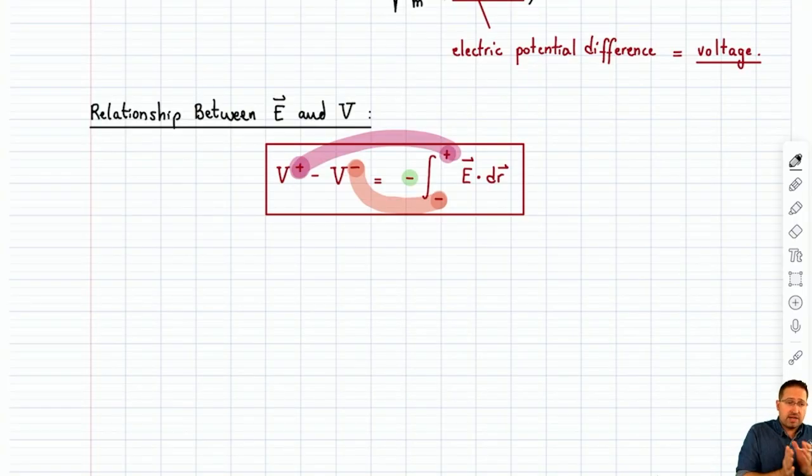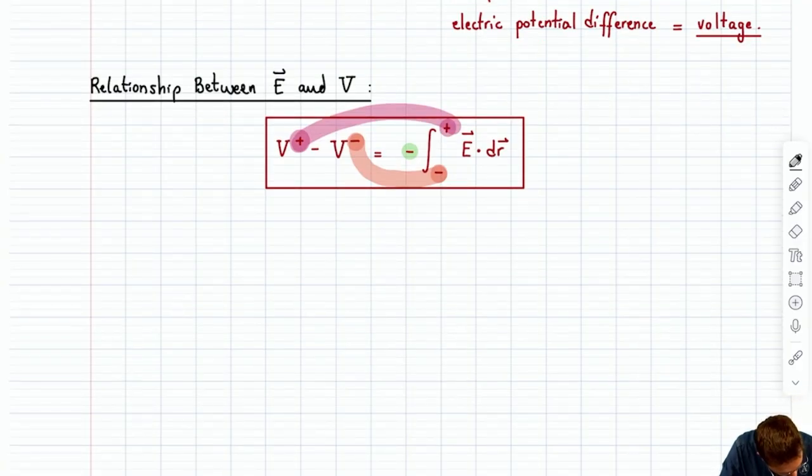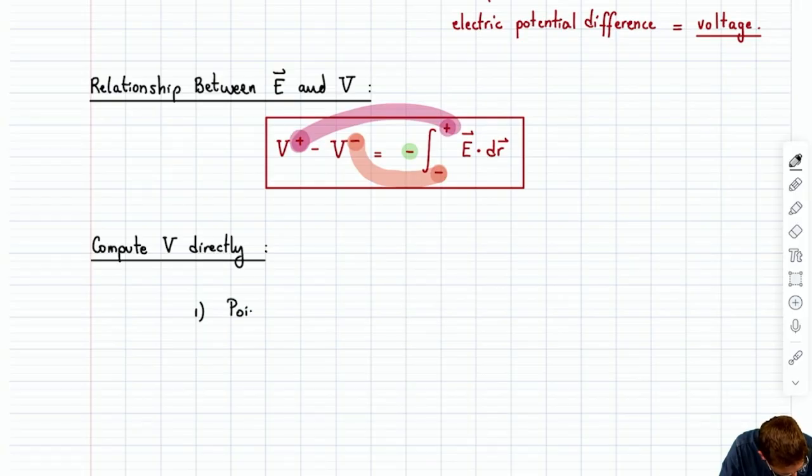That's one option, right? I said you can compute the difference, V plus minus V minus, cool, or you can compute V plus, you can compute V minus separately, and then you could subtract the two. Not as common, but doable, okay? So if you wanted to compute V directly, option 1 is the easiest. In the case of a point charge, we're going to give you the formula for V.